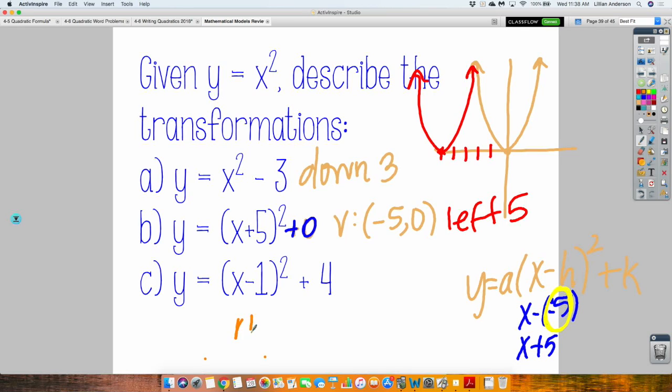Which means you are now here. Am I still pointing up? Yes. So my graph moved which way? To the left. How many? You just can't say left. You got to say by how many as well.